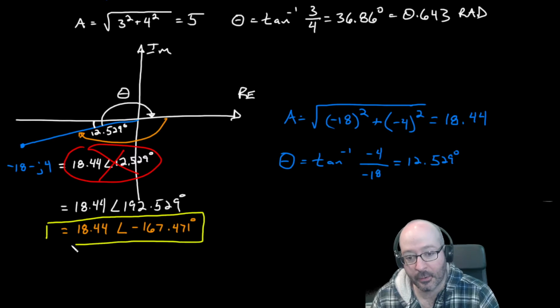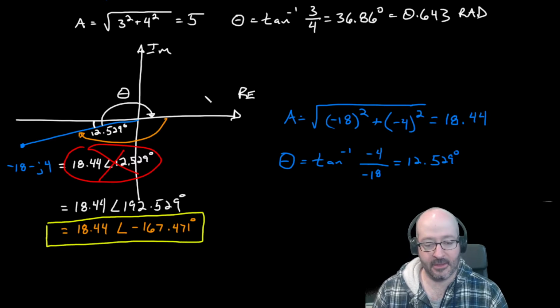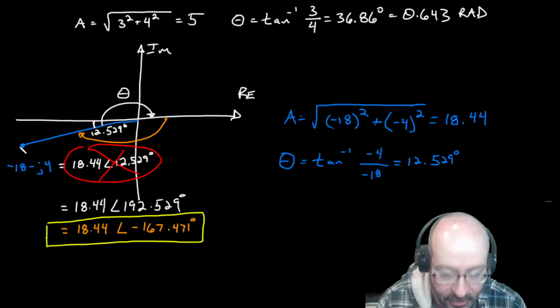It locates the point in space correctly. This one wouldn't, right? This would put me somewhere up here, and I don't want that. I want to get to this point in space. Negative 167.471 degrees. Okay, so I'm headed out in this direction, and then I take 18.44 steps out, and I'm at the right point. Okay, so just be careful.